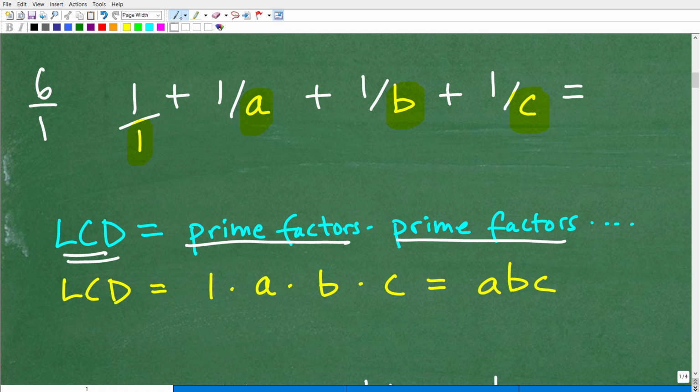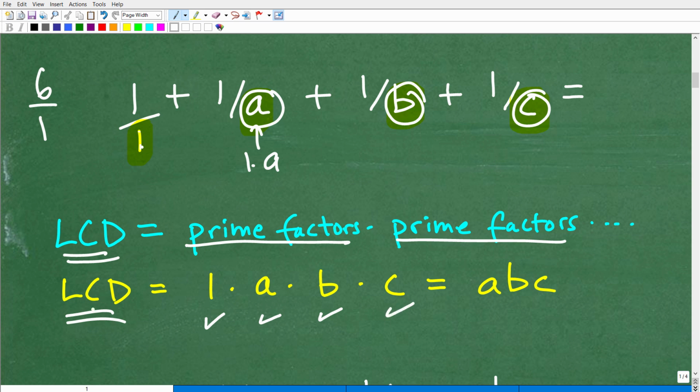All right, so what are the prime factors? Well, the prime factor of 1 is just simply 1. So let's go ahead and start building the LCD right now. What's the prime factor of A? Well, it's just 1 times A, so we need an A. We need all these prime factors represented in this product. So we need 1, we need an A, we're going to need a B, and we're going to need a C. So the LCD is going to be 1 times ABC, which will be ABC. So that is the LCD, and hopefully you understand how to find the LCD as easy as your ABCs.